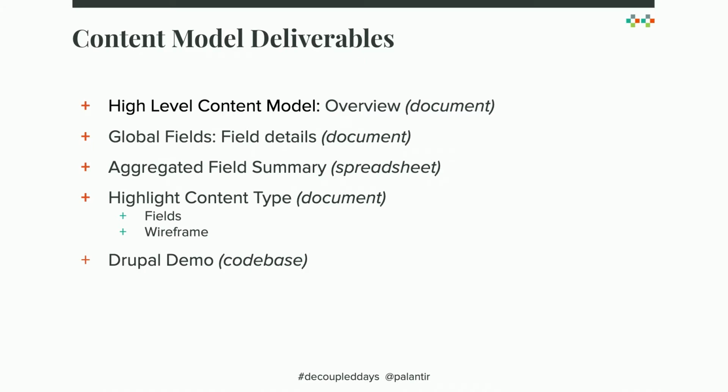For the content model deliverables, it was mostly what I just showed, but in document form. We had the high-level content model, which went over all the different content types. We had a set of global field definitions, so there were a lot of fields that were shared across everything, and all of those had the field, examples of what could be in that field, and descriptions. We had an aggregated field summary, which I'll show, which is a spreadsheet. A lot of people like looking at spreadsheets to compare the data, so we wanted to provide it that way. And then we had documents for each of the content types that went over examples of what those could be. And then the Drupal demo code base also had that information.